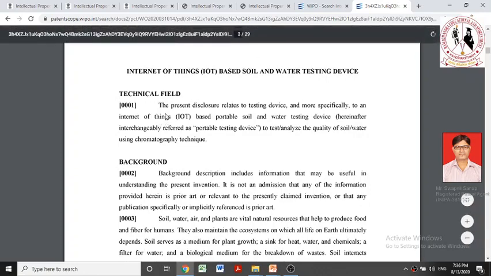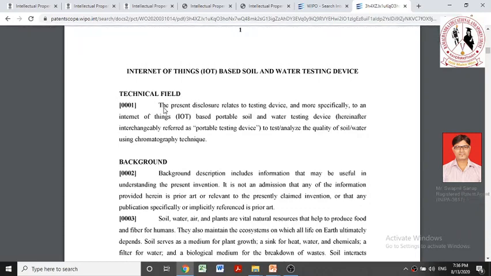The second important point we discussed, the second section, was the technical field. Technical field of the invention, I told you there are two sentences. One sentence is always about the broadest possible domain of the invention, and the second statement is about the specific aspect of the invention. Look at the way it is written here. Technical field says the present disclosure relates to a testing device, right? This is the broadest possible field of the invention.